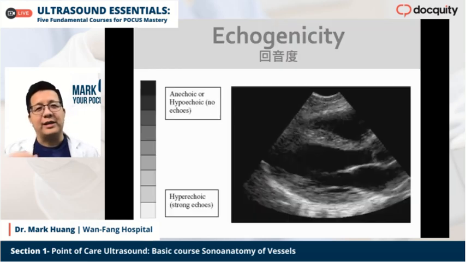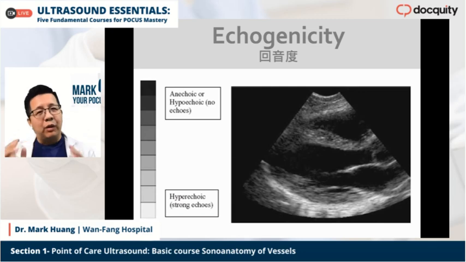Okay, let's move on to the next. The first one, the orientation, is very important. The second important thing is the echogenicity. Actually, ultrasound is a grayscale image, so you need to know what is dark and what is bright. You can see these pictures. This picture is of the heart. You can see the chamber, the left ventricle and the right ventricle, and you can see the valve.